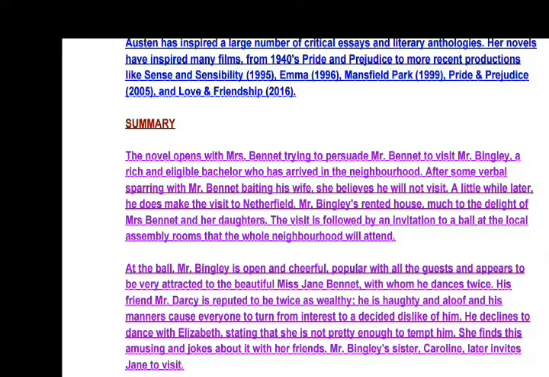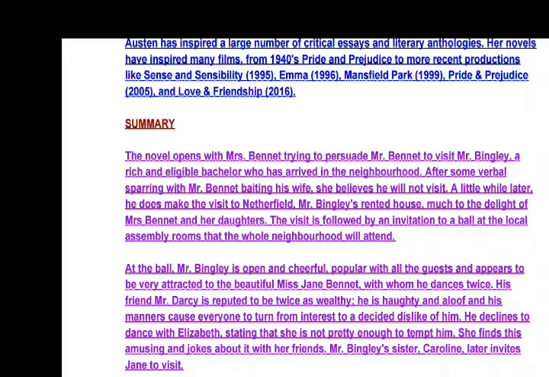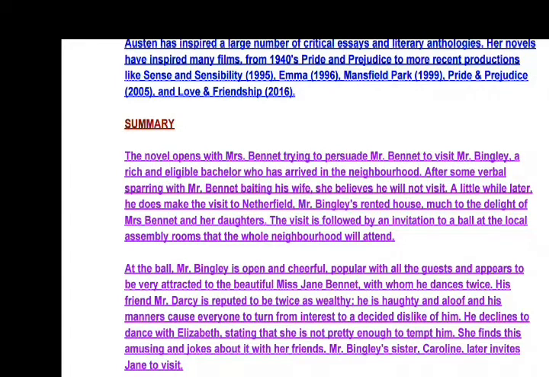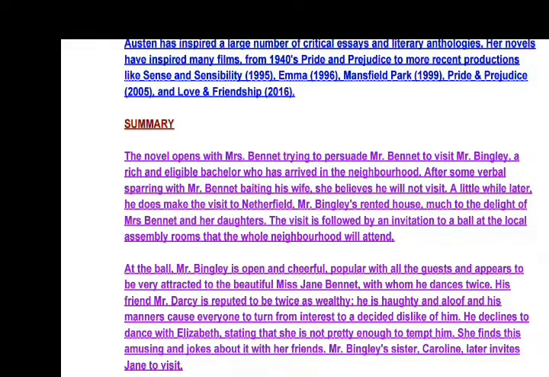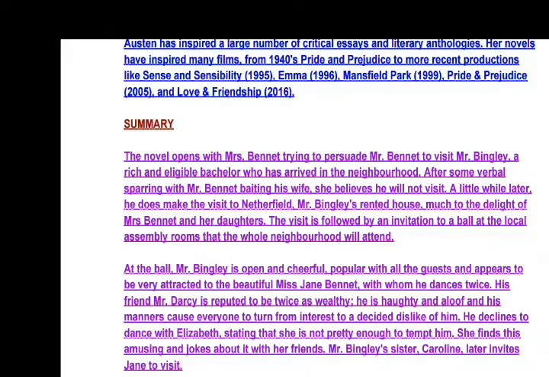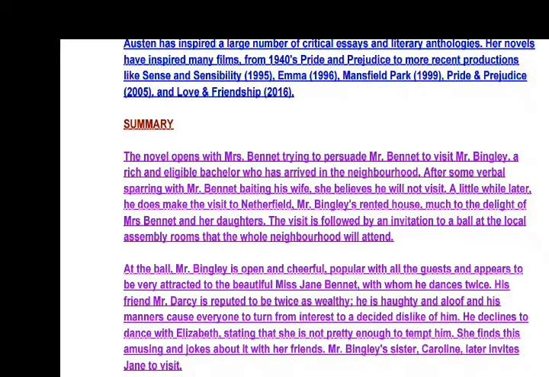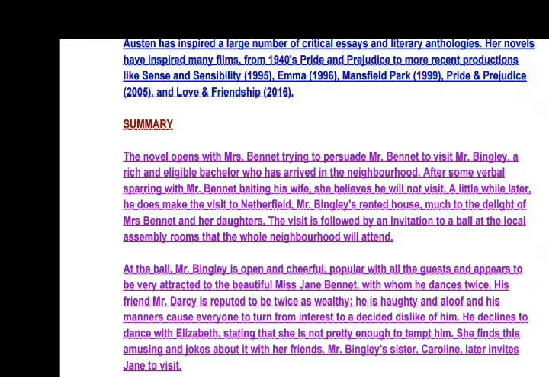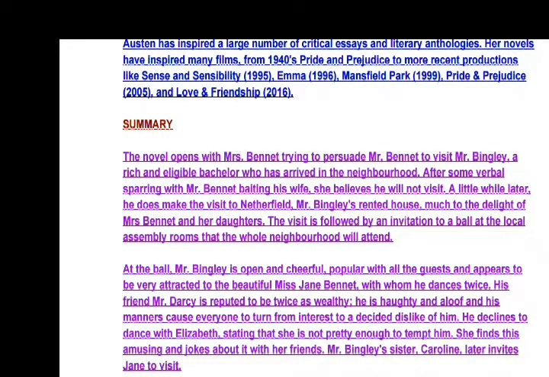So let's start. The novel opens with Mrs. Bennet trying to persuade Mr. Bennet to visit Mr. Bingley, a rich and eligible bachelor who has arrived in the neighborhood. After some verbal sparring with Mr. Bennet, baiting his wife, she believes he will not visit. A little while later, he does make the visit to Netherfield, Mr. Bingley's rented house, much to the delight of Mrs. Bennet and her daughters.